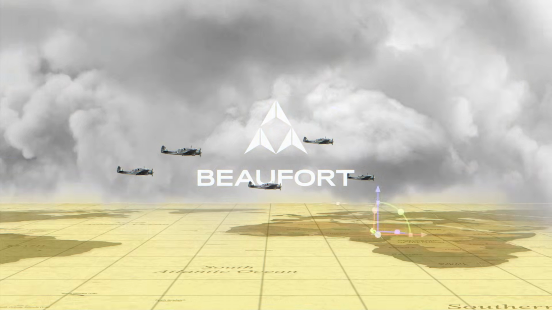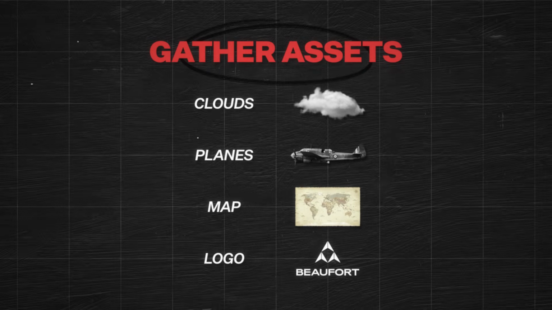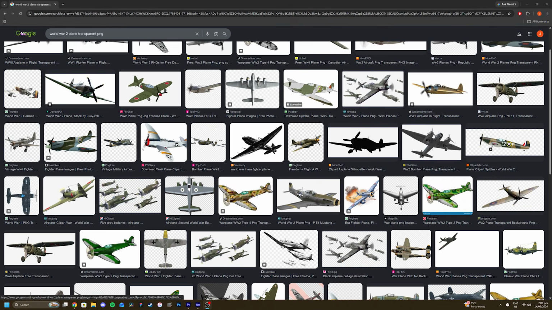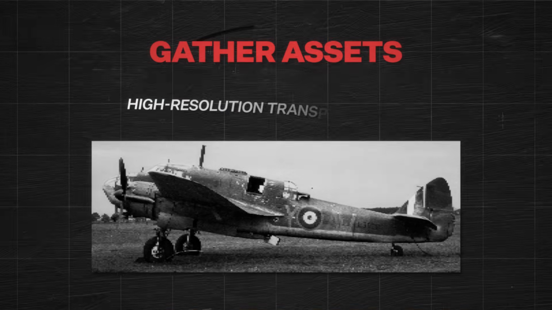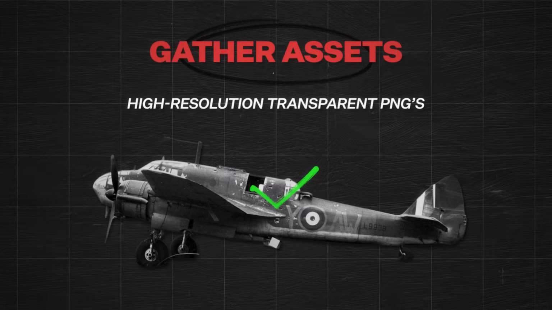In this case, that meant finding images of clouds, planes, a map, along with the brand logo, which I was supplied. Most of these came from stock websites, but you can also use assets from Google. Just make sure to search for high resolution, transparent PNGs so you don't have to cut anything out.